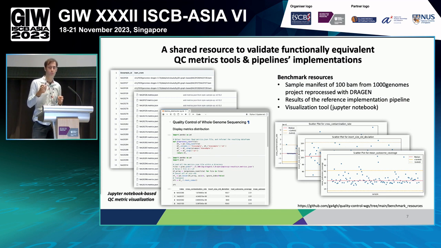We are providing a Jupyter notebook, a simple notebook that allows you to visualize the data. And we are welcoming other initiatives to implement their own pipeline to compute their own metric. And these benchmark resources can be used to compare the results and see if the different implementations are functionally equivalent or not.